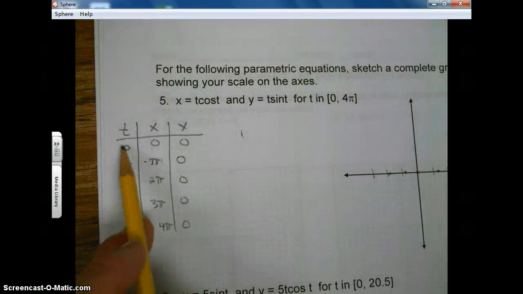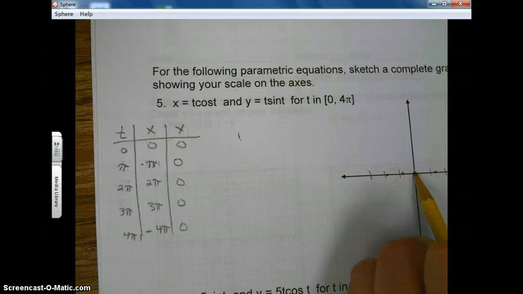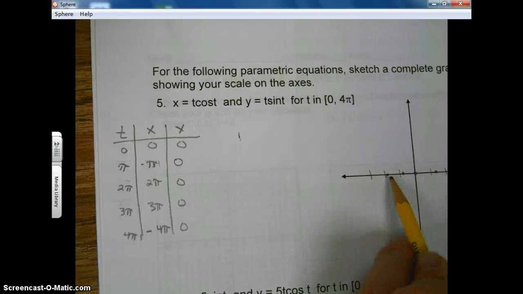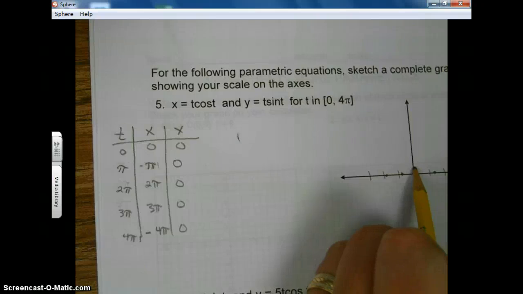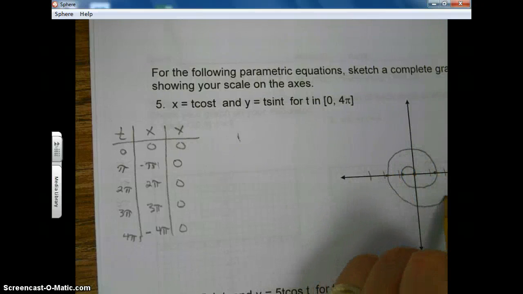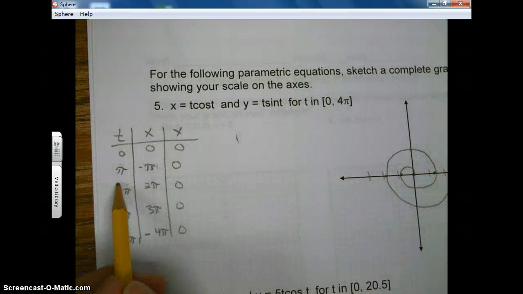Okay, so when you plug the t's in, this is what you get out. Plotting the points, we got 0, 0. We got negative pi, 0. We got 2 pi, 0. We got negative 3 pi, 0 right here. So it's going to go around in a circle just like this. Kind of interesting. To make it a little bit better, it would be helpful to have done the ones in between, like pi over 2, 3 pi over 2, and so forth.